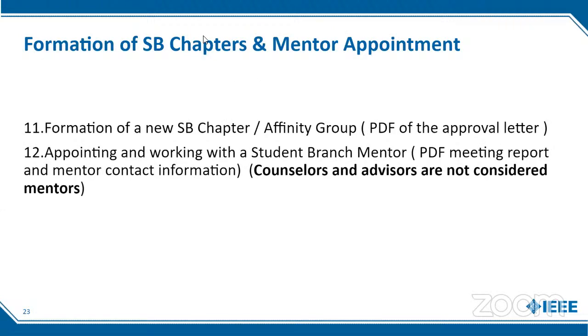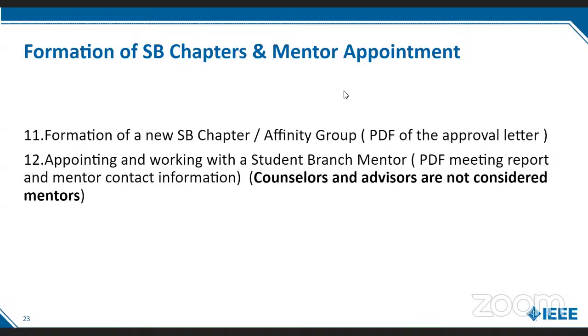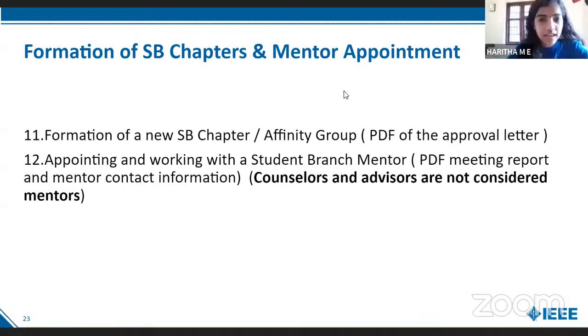Yeah, the next section is about the formation of SB chapters and mentor appointment. So if your SB has formed any student branch chapter or affinity group in the previous year, the chair who has sent a petition would have got an approval letter. So just make a PDF of the approval letter. If there are more chapters formed, you can just combine it into a single PDF and upload it.